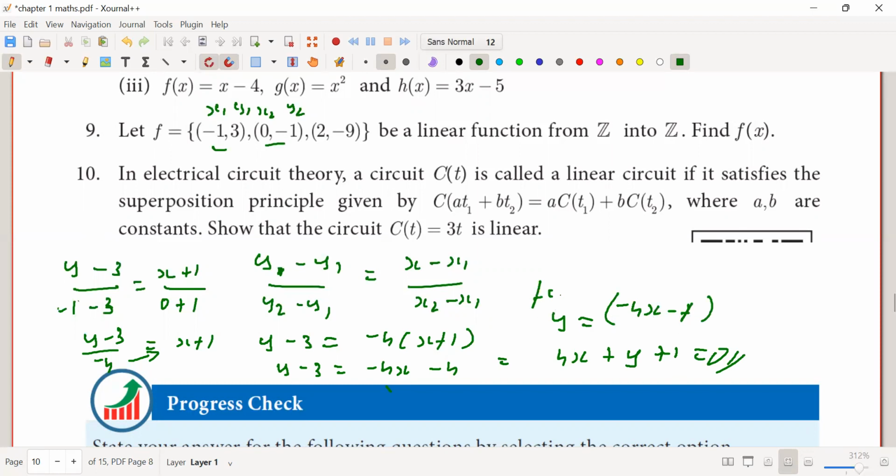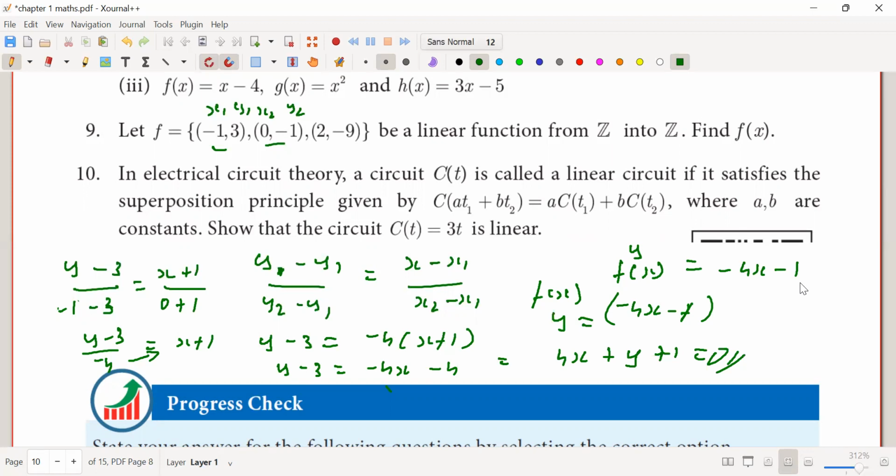Y is f of x in terms of x. Y in terms of x will be f of x. So the answer would be f of x, that is y equal to minus 4x minus 1. This is how you'd be getting the result. All right.